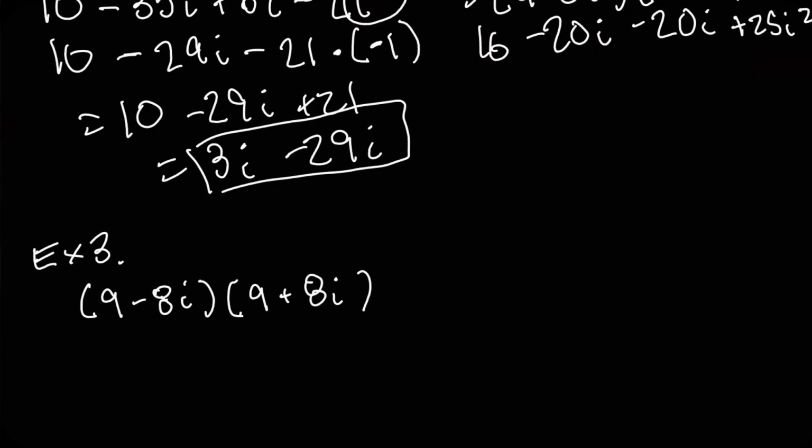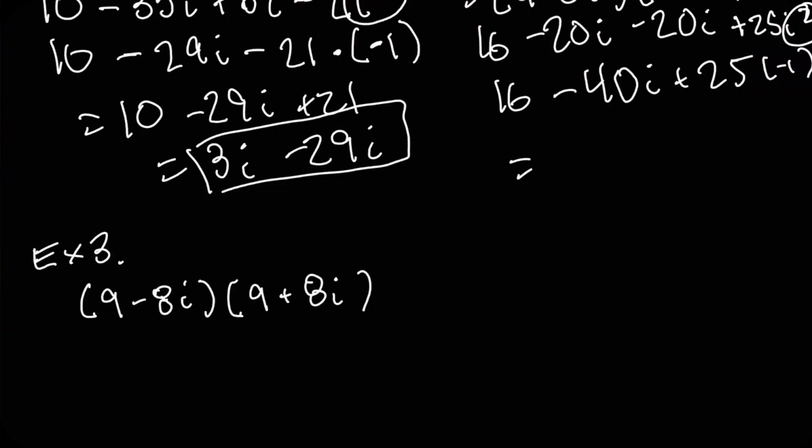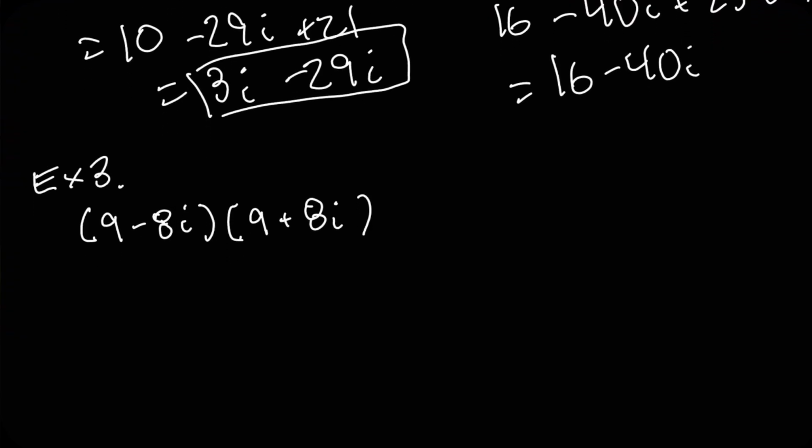Let's go ahead and simplify. We'll have 16 minus 40i, and then plus 25i squared. And then again, remember the i squared is equal to negative 1. So this will give us 16 minus 40i, and then minus 25, which is going to be equal to negative 9 minus 40i.